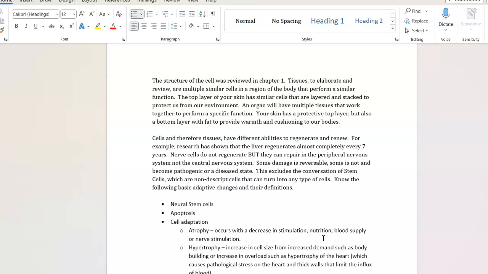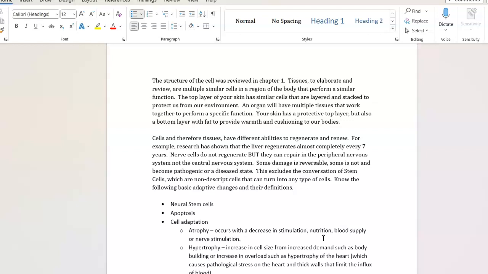And in the bottom layer, we have that fat collection. That fat provides warmth and cushioning to our bodies. It also is our storage for fat for energy. So should we run out of carbohydrates or sugars or glucose, as we spoke about earlier, we can tap into fat as a backup reserve.